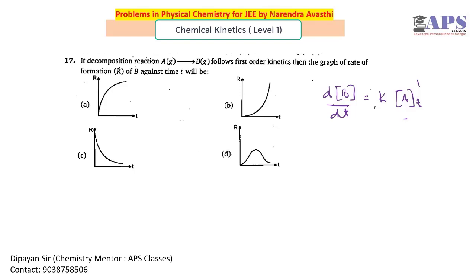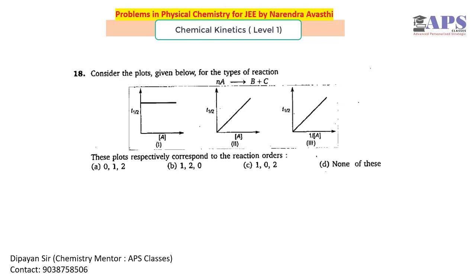Initially the formation rate will be maximum because At will be maximum. But with respect to time, the concentration of A at time t will decrease, as well as the rate of formation of B will decrease. So we have to plot here the rate of formation R of B with respect to time, it will decrease, which indicates option C will be the correct option.